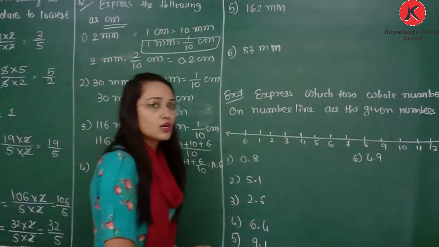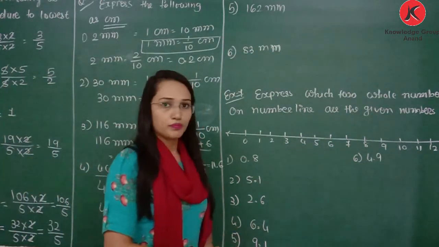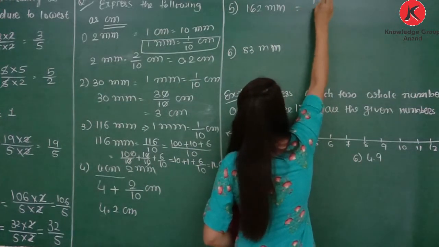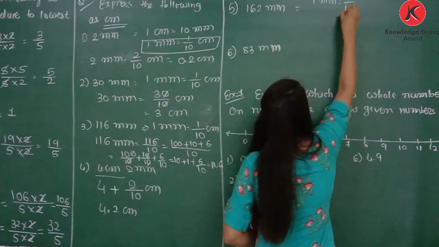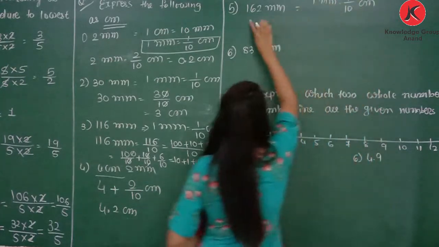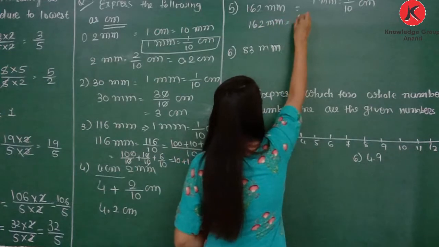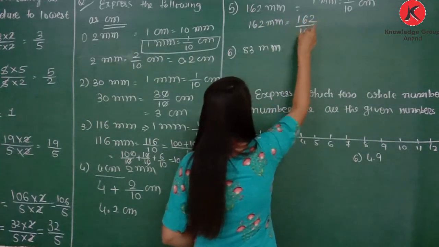Now next one, 162 mm. So here 162 mm can be written. So 1 mm is equal to 1 by 10 centimeter. Now here we have 162 mm. So that is written as 162 divided by 10 centimeter.